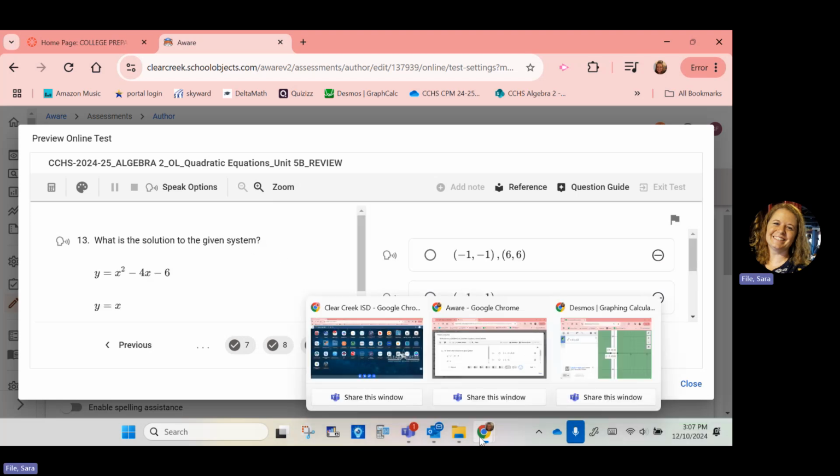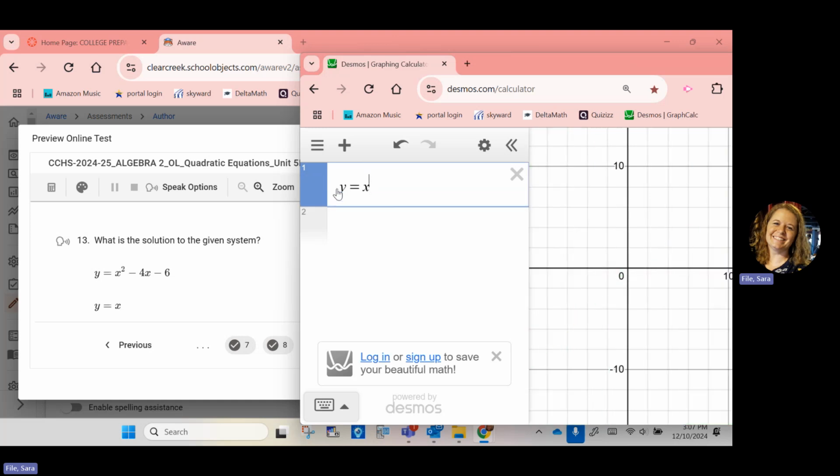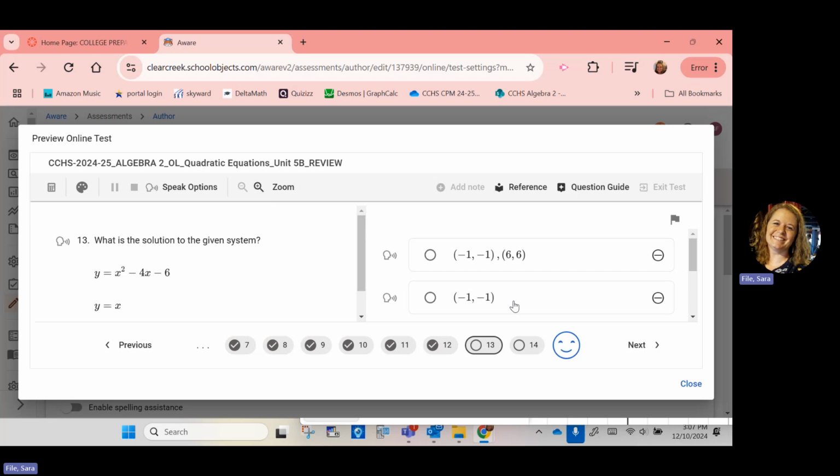Here's another system. Again, you are just graphing your quadratic and your linear together and seeing where they intersect. It's my parabola. There's my linear. This is not what we're looking for. That's your intercept. We're looking for where the parabola and the line intersect, which is at -1, -1, and 6, 6, which is that choice there. That one only had them individually. This one said they don't cross at all. They cross at both of those. So you need to make sure you select both of those.